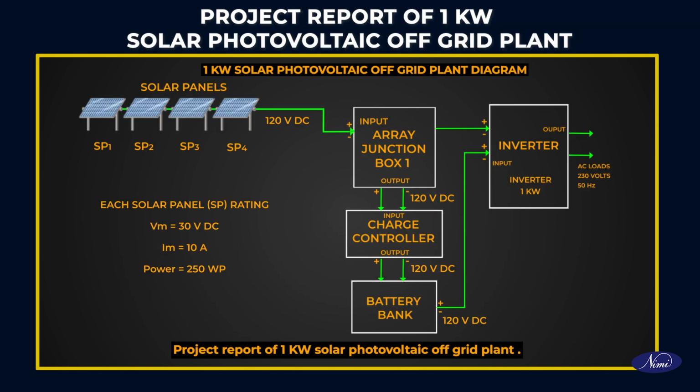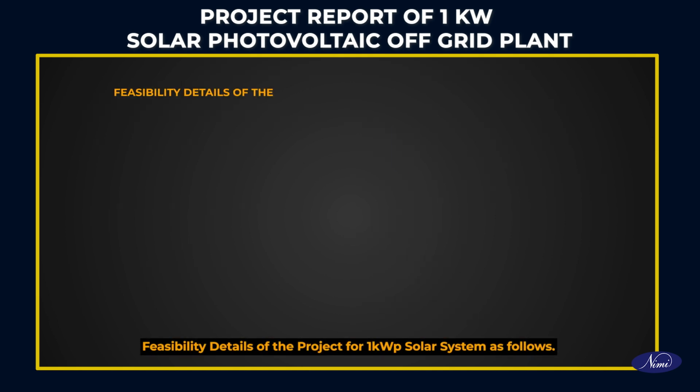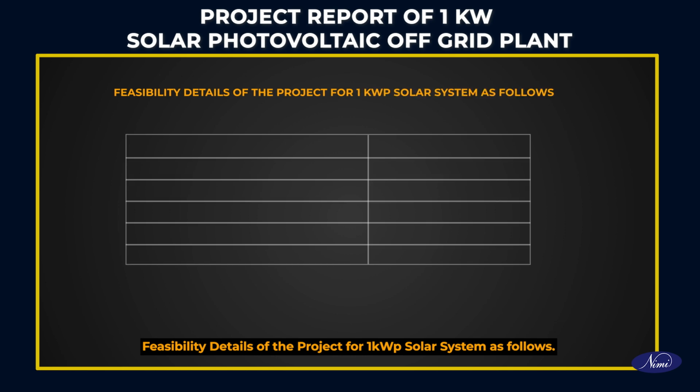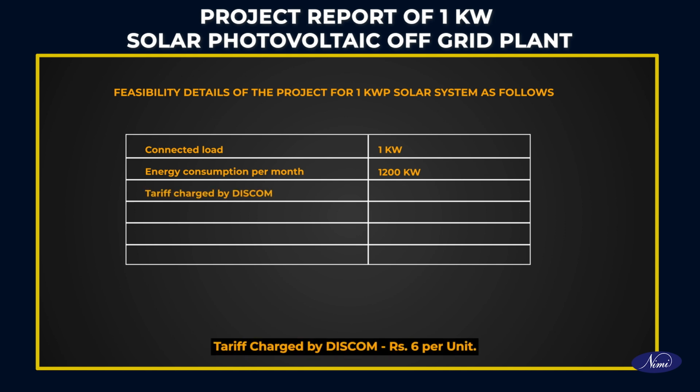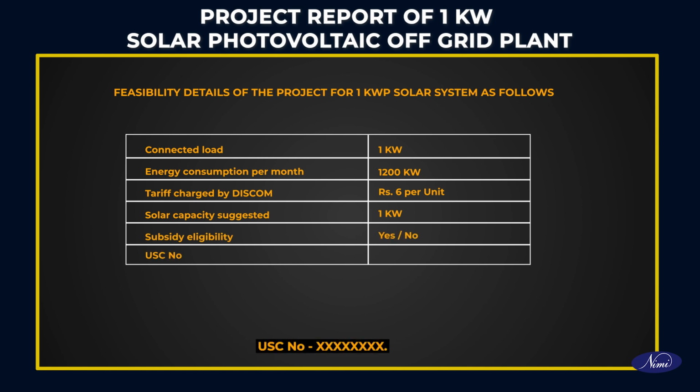Project report of a 1 kilowatt solar photovoltaic off-grid plant. Feasibility details of the project for a 1 kilowatt solar system are as follows. Connected load: 1 kilowatt. Energy consumption per month: 1200 kilowatt hours. Tariff charged by Discom: ₹6 per unit. Solar capacity suggested: 1 kilowatt. Subsidy eligibility: yes or no. USC number.